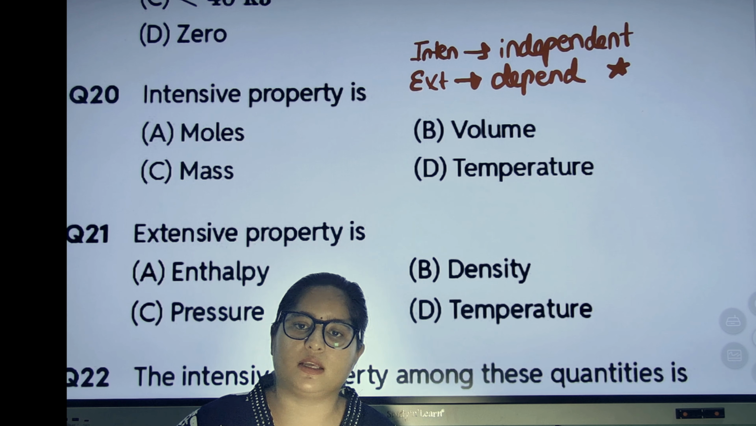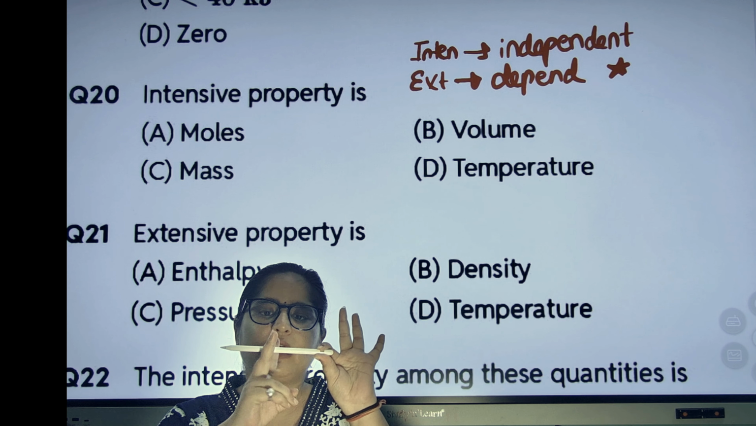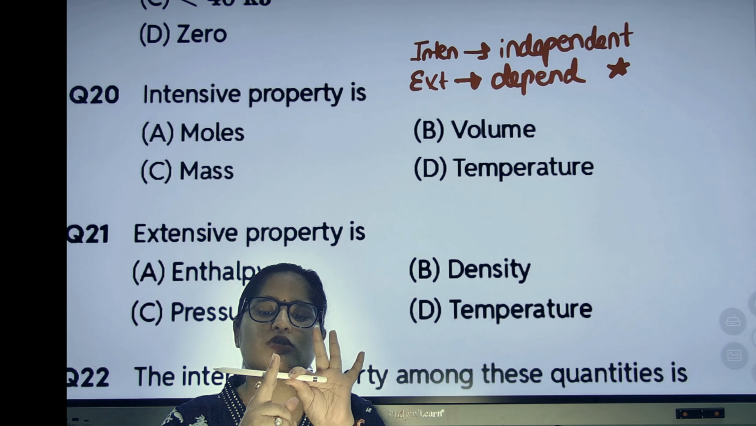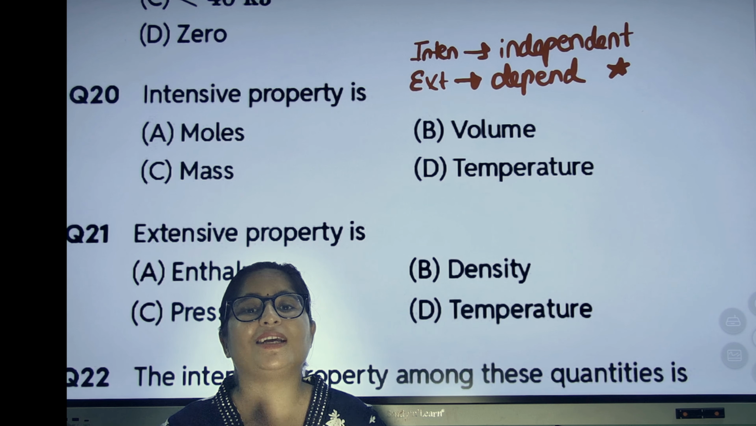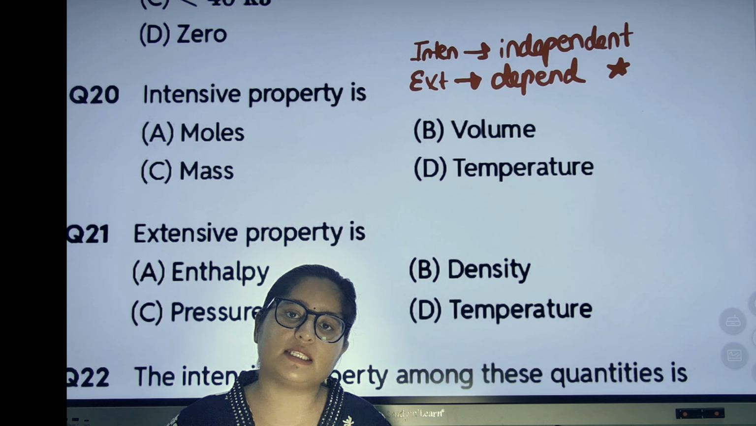Now let us see. Let's say I am taking length. I will break my pen from the center. Will the length change or not? The length will change, which means length is an extensive property.